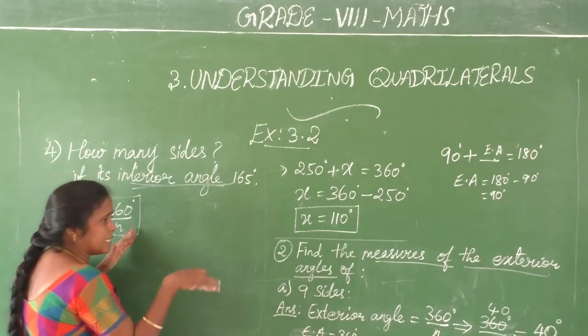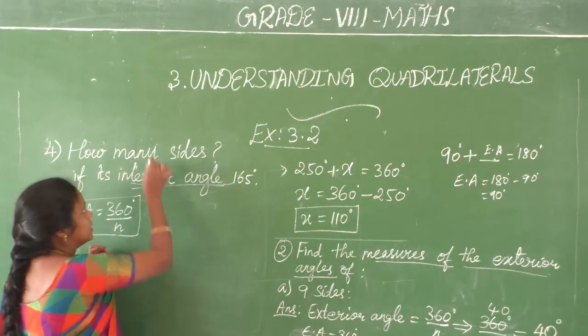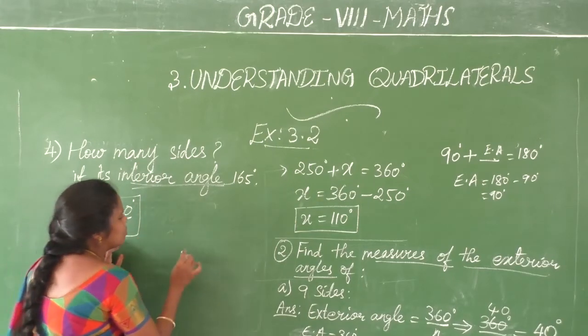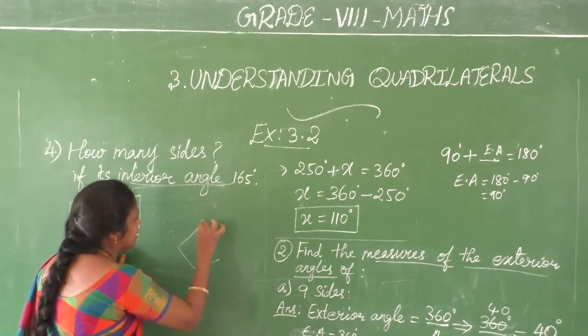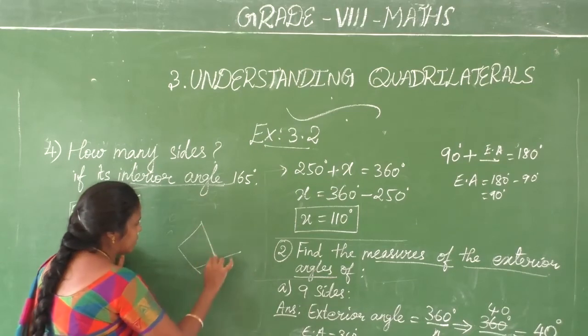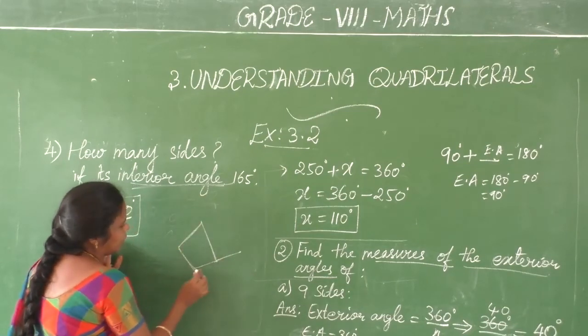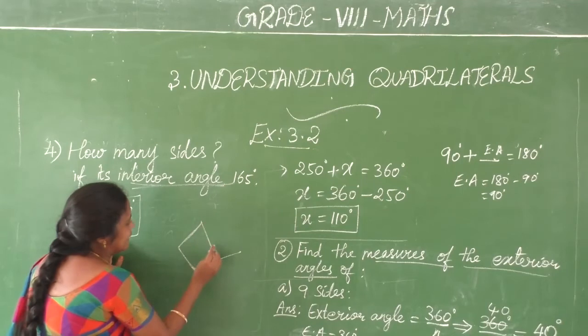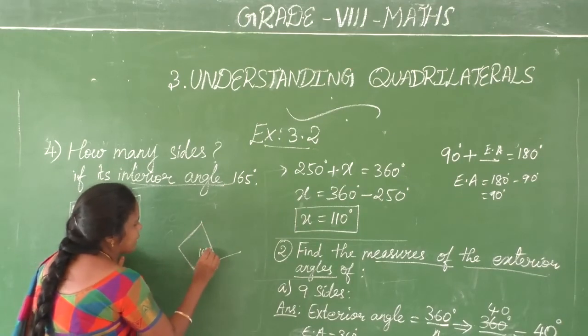We don't know how many sides the particular polygon has. That is our question; we have to find out. Approximately, I am taking the figure maybe like this. That interior angle is 165.